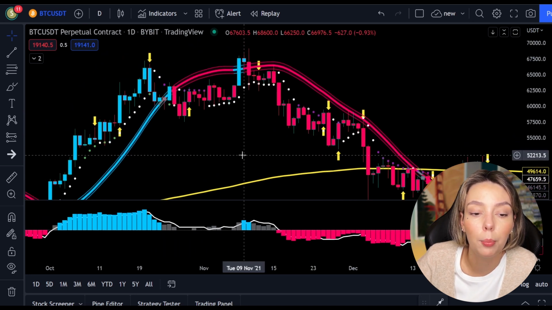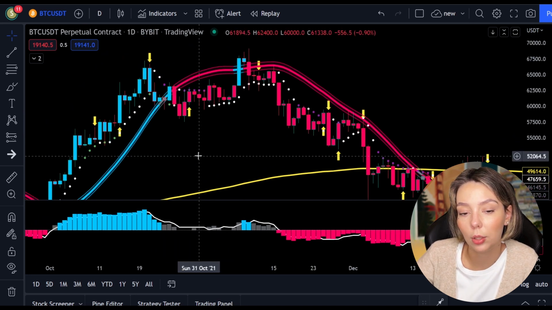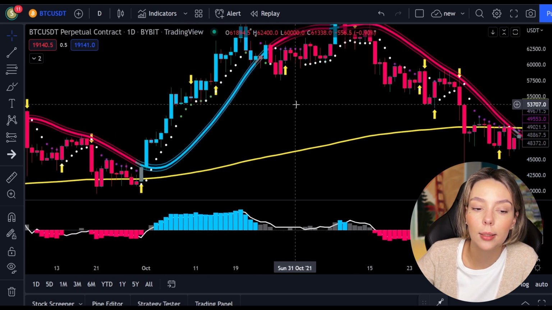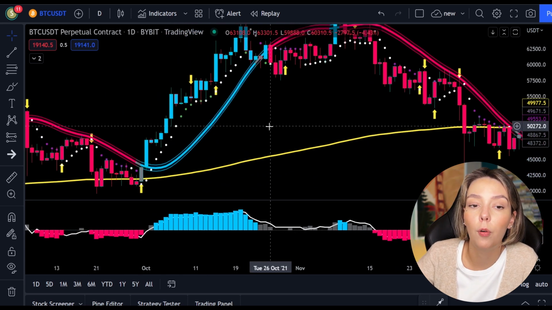Now we'll look at some more examples of buy and sell trades using this strategy, so that you guys can understand it better and have an idea of its potential.